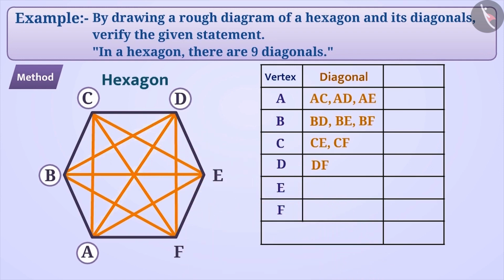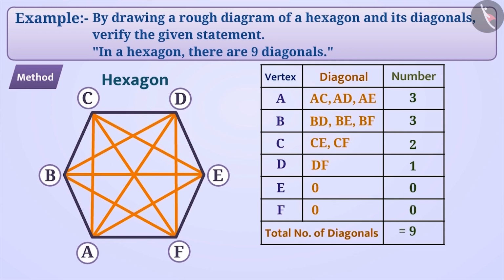Now we see that 3 diagonals have already been formed from E. So we cannot draw any more diagonals from E. Similarly, from the vertex F, we have also drawn all the 3 diagonals. So we cannot draw any more diagonals from F. Thus, we will now count all the diagonals. Here, 3 plus 3 plus 2 plus 1 plus 0 plus 0 is equal to 9. That is, total 9 diagonals have been formed.